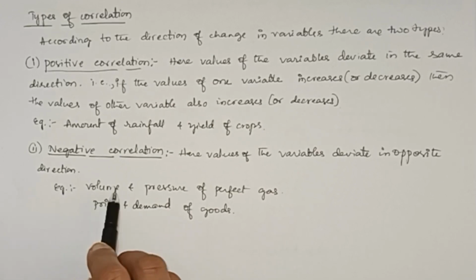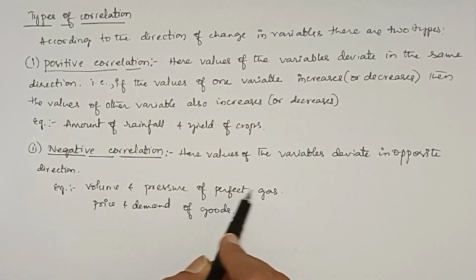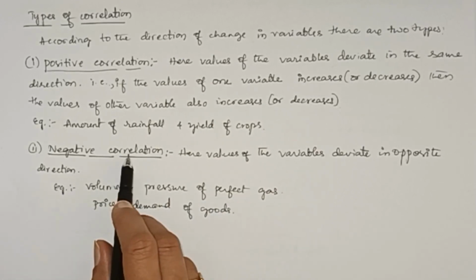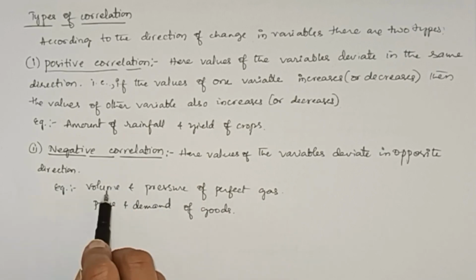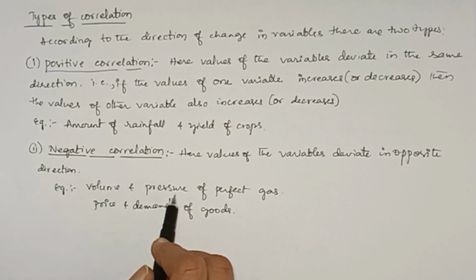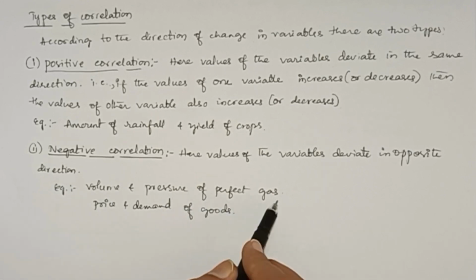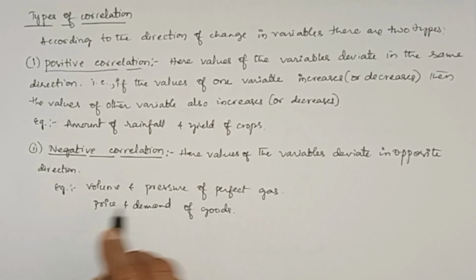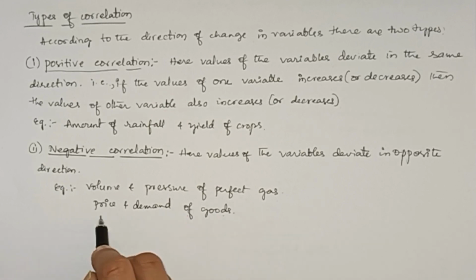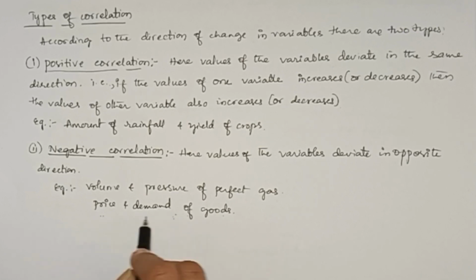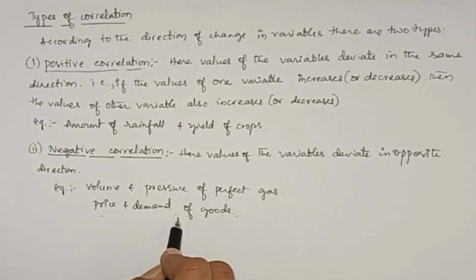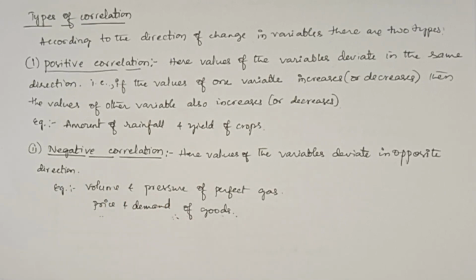For example, volume and pressure of a perfect gas. If the volume increases, then clearly pressure decreases. If the volume decreases, then pressure on that perfect gas increases. So also price and demand of goods. If price increases, demand decreases. If price decreases, then definitely there is an increase in the demand of goods. So this kind of correlation is called a negative correlation.